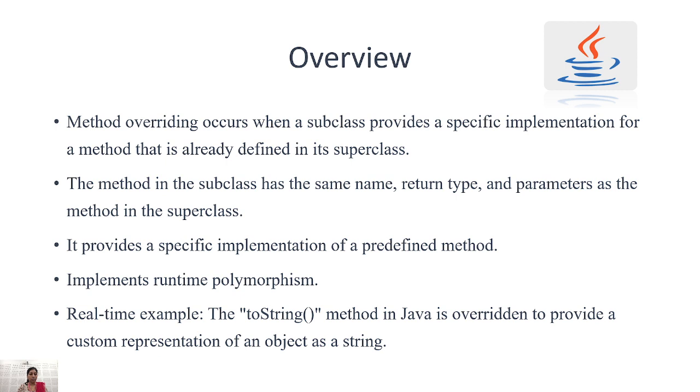The real time example is the toString method. You may be aware of the toString method in Java, which is overridden to provide a custom presentation of an object. So toString is already a method in the Object class, and we just override it if we want a custom presentation of an object in our class.